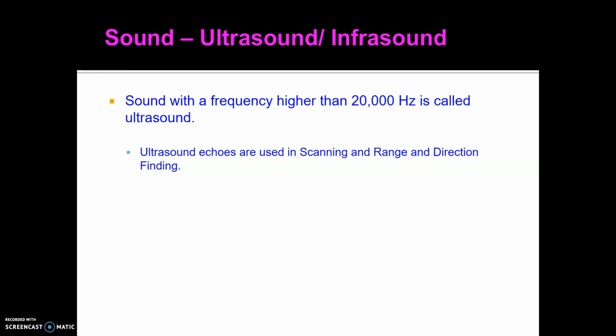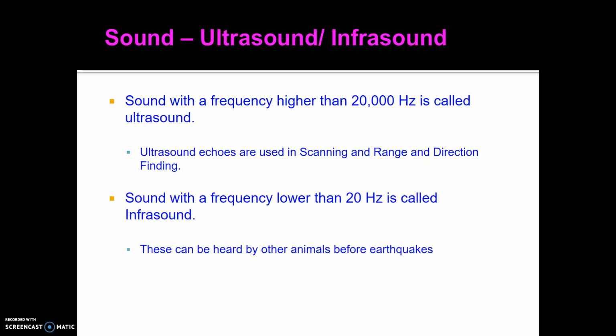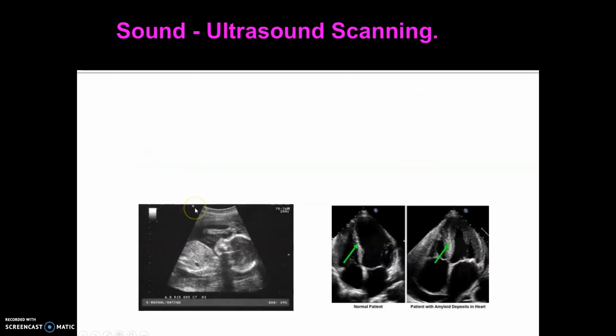Now, anything above 20,000 hertz is called ultrasound. This is the same thing as the ultrasound used in looking at babies. That is the same thing. Anything below human hearing, below 20 hertz, is called infrasound. Ultra meaning above sound, infrasound, infra meaning below sound.